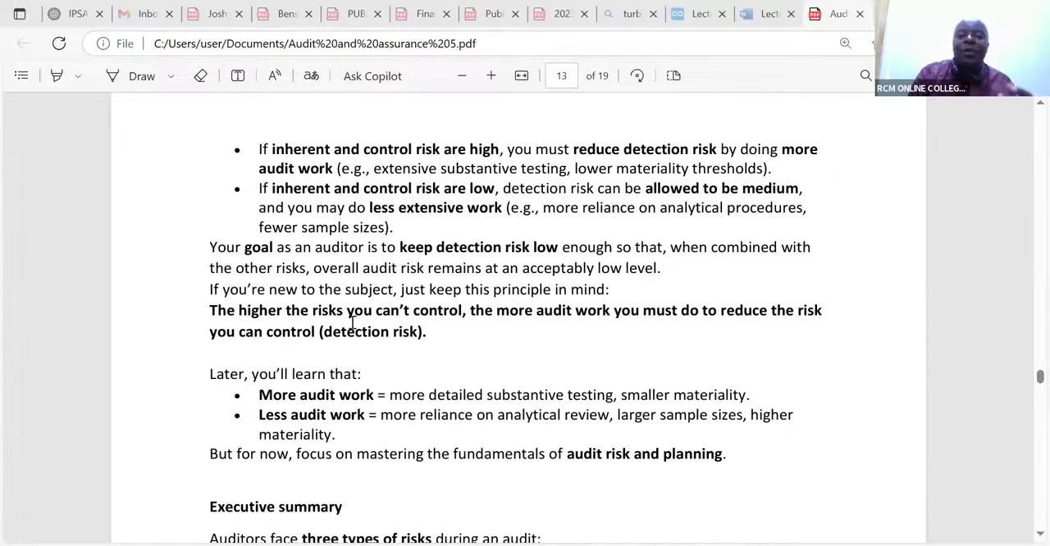The higher the risks you can't control, the more audit work you must do to reduce the risk you can control. Later, you'll be able to learn that more audit work equals more detailed substantive testing and smaller materiality. Less audit work means more reliance on analytical review, larger sample sizes, and higher materiality.